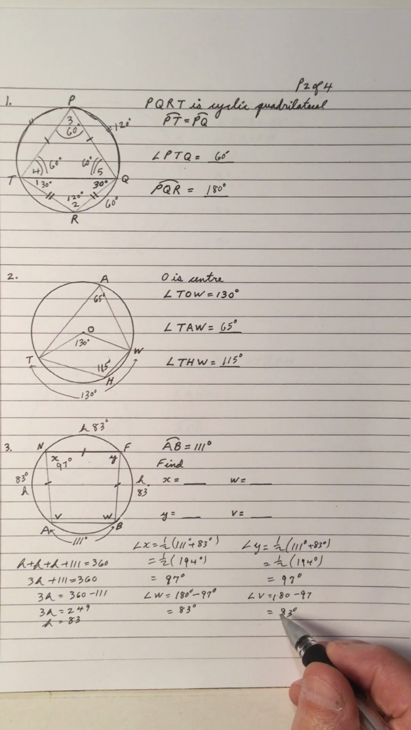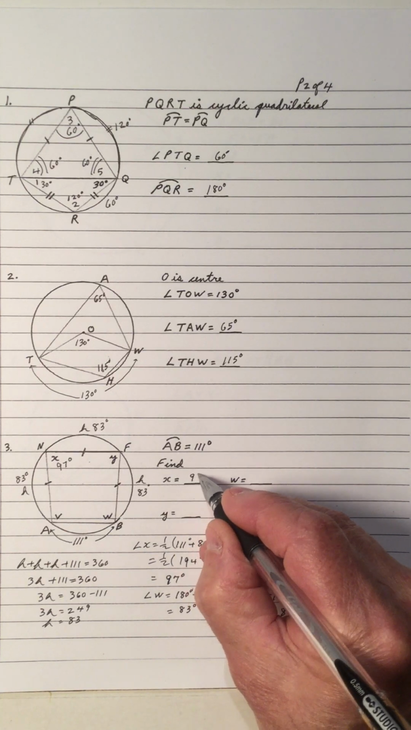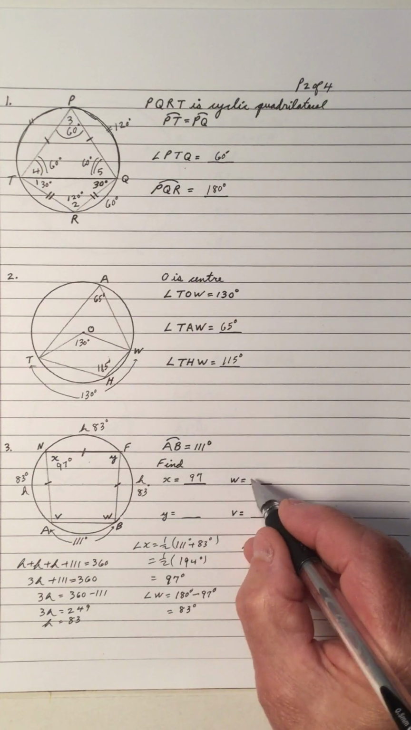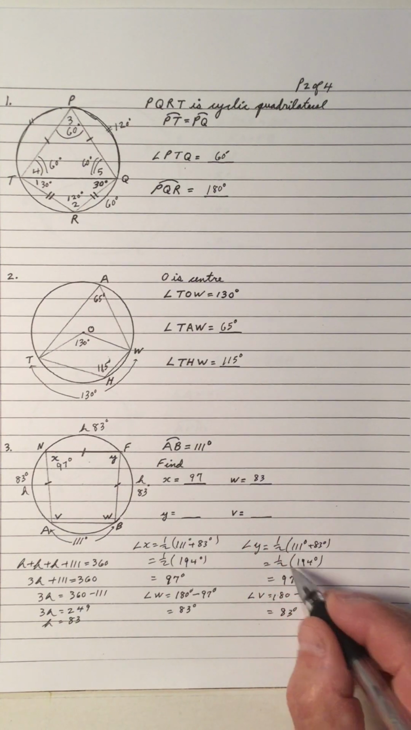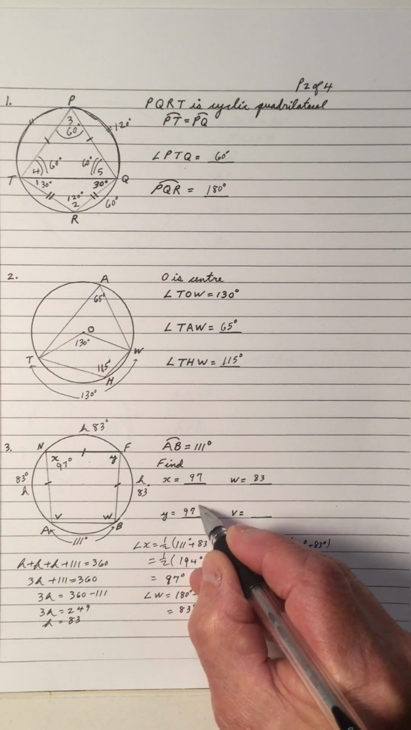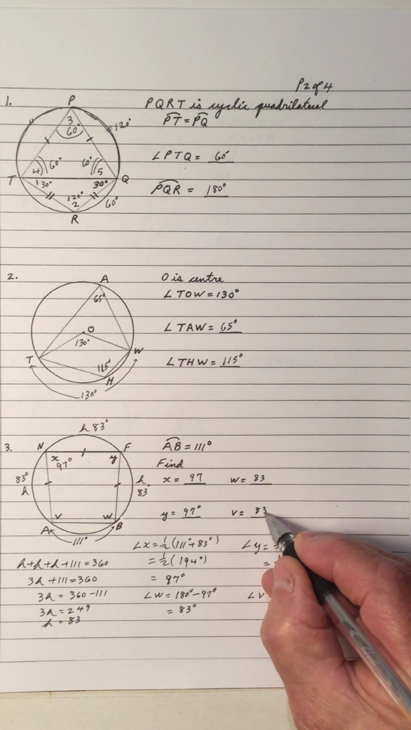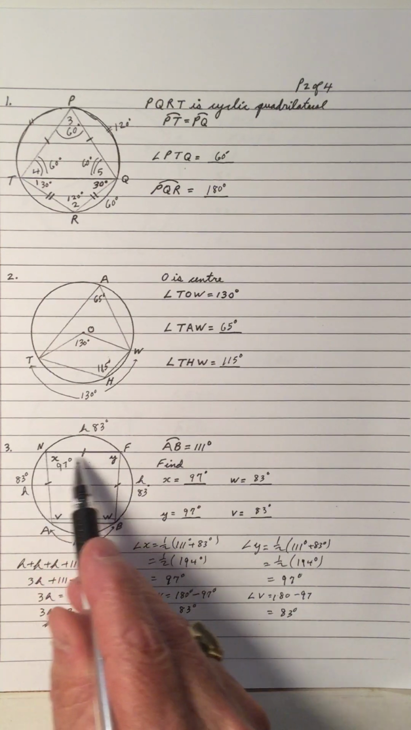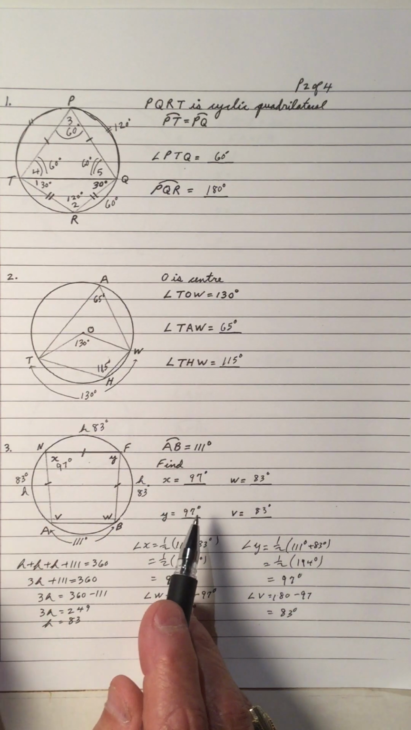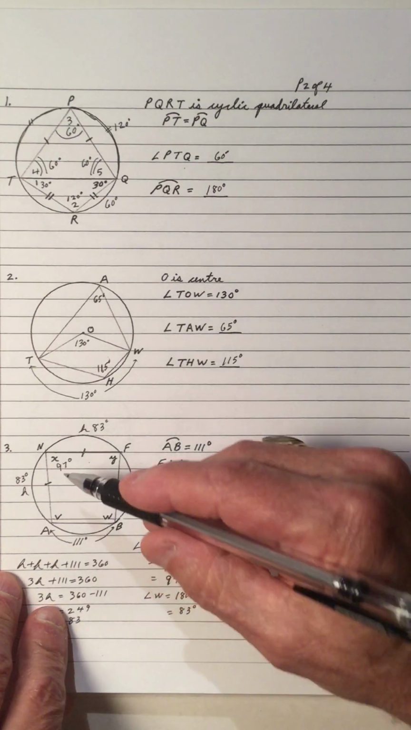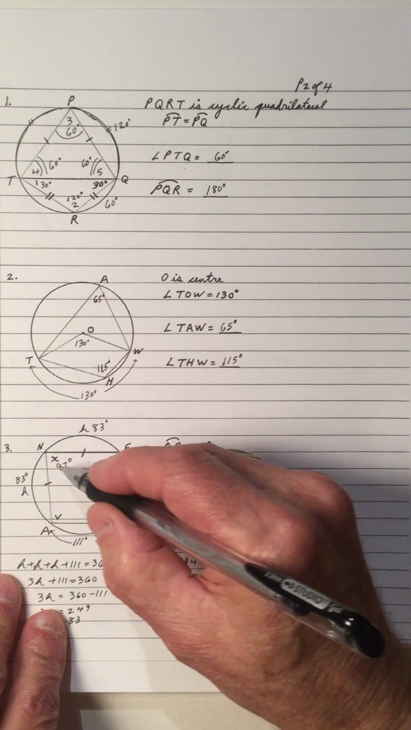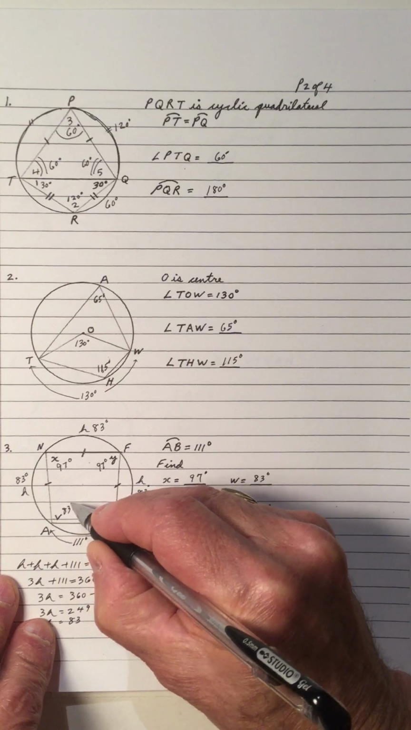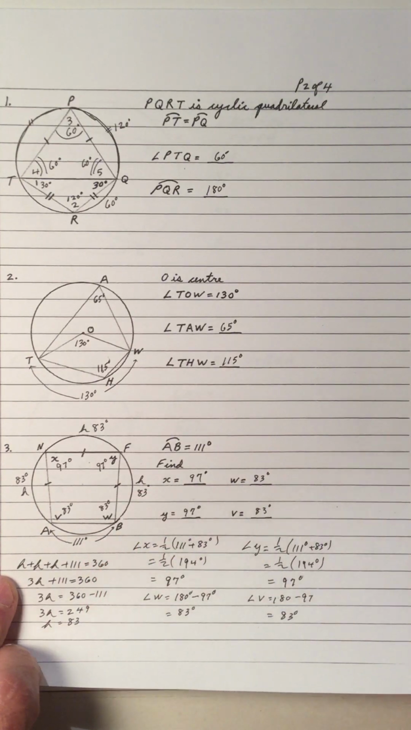So we found all the angles. We have X is 97, W is 83, Y is 97, and V is 83, and again they're degrees. Again, the inscribed angle is half the intercepted arc, and the opposite angles of a cyclic quadrilateral are supplementary. So therefore, Y is 97, and that's 83, and that's 83. Done.